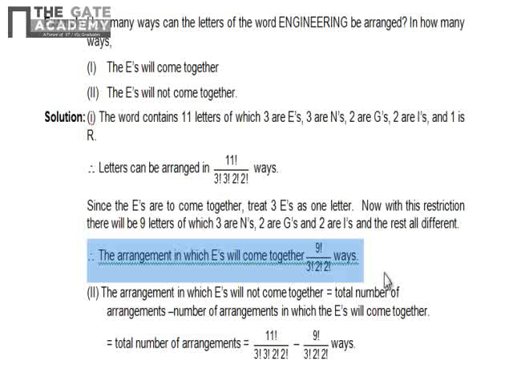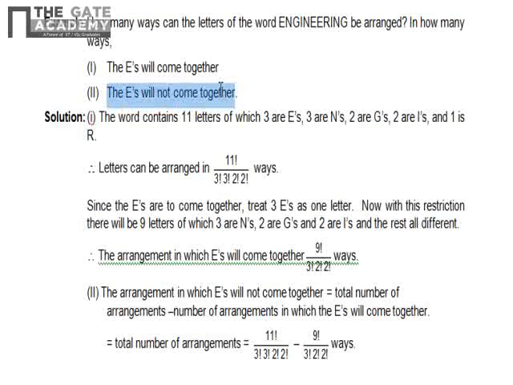Now if I want to find the number of arrangements where E is not coming together, it is very easy. This is the total number of arrangements. In these arrangements the E's are coming together, just subtract, so you will get the arrangements where E will not come together.